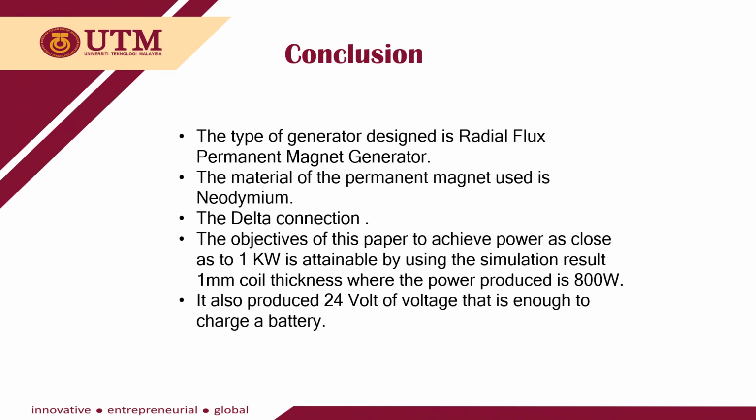All in all, I would say the type of generator design that is suitable for the low-speed wind turbine is a radial flux permanent magnet generator with 1 mm coil thickness. The material of the permanent magnet used should be neodymium with a delta connection.